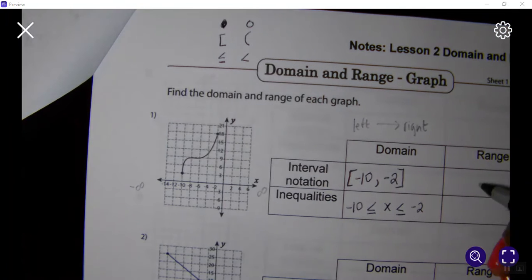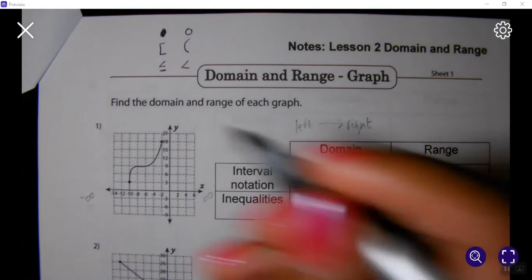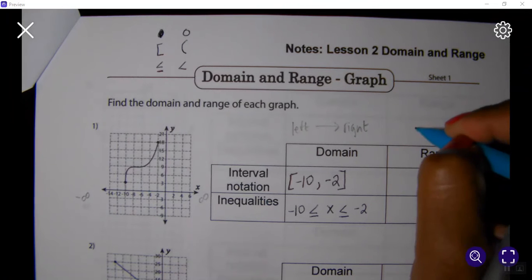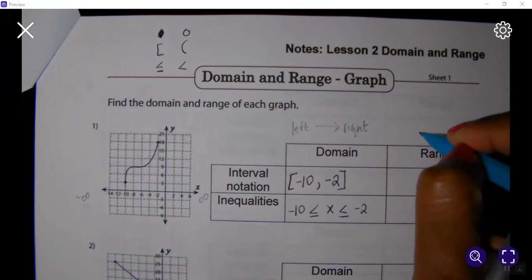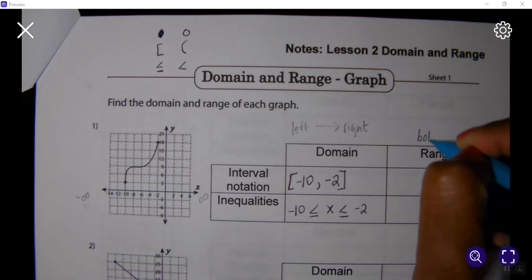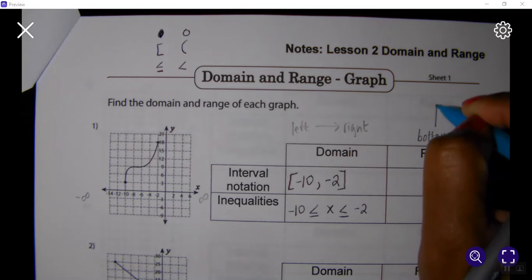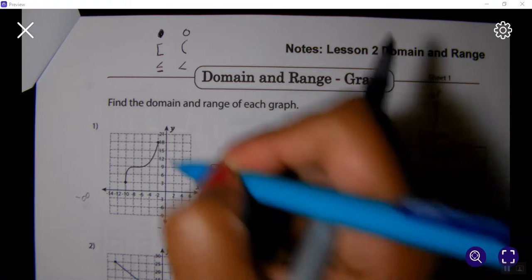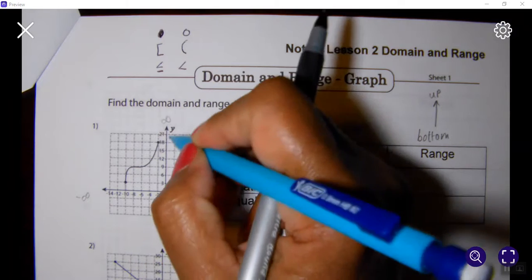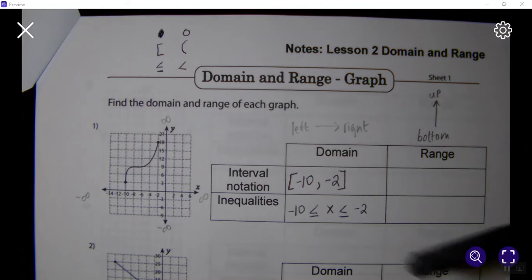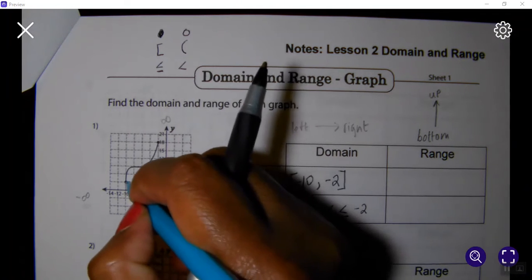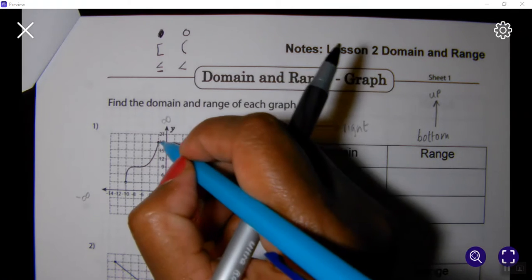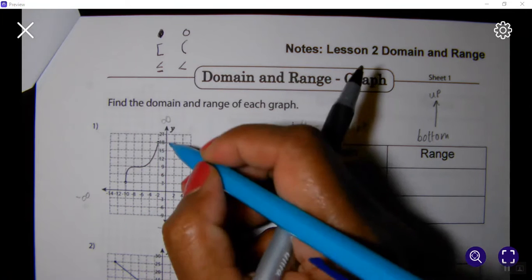And then the range for the problem, you look on the y-axis. For the range, we always start from the bottom and then you go up, because at the bottom is where your negative infinity is, and then the top is where your positive. So always go from negative to positive. On the range, on the y-axis, you see the lowest point is at 3, and the highest point is at 18. So from 3 to 18.